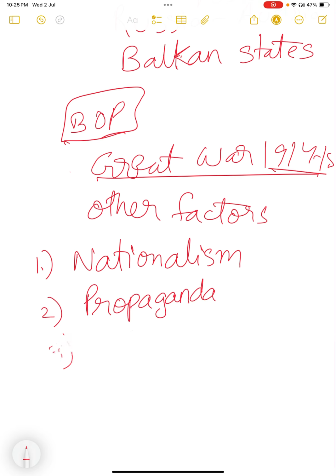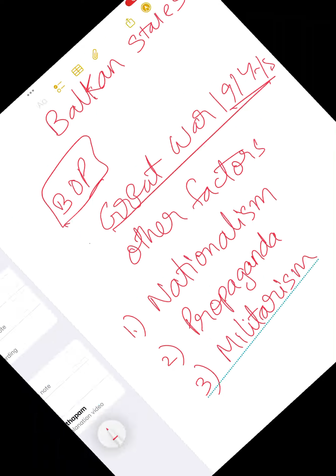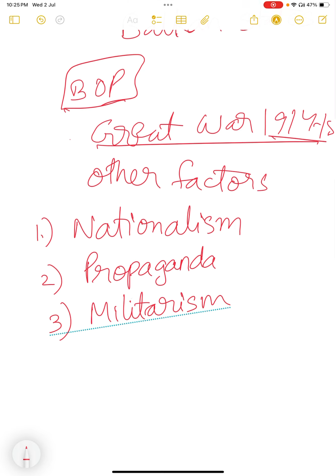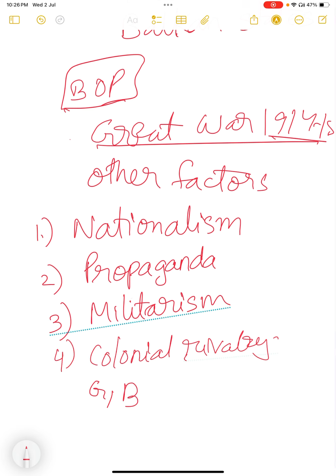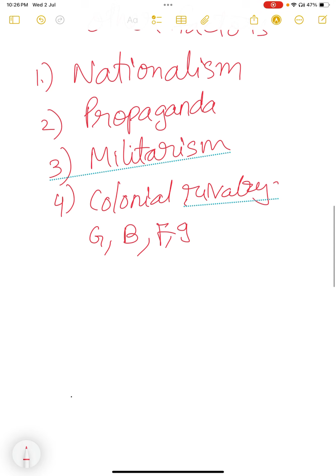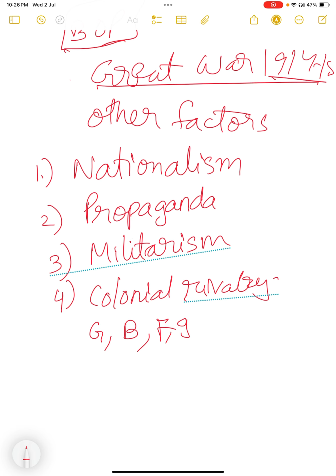and extreme militarism, which created an atmosphere of extreme rivalry and armed confrontation. Next, the other aspect is the colonial rivalry between the European powers, especially Germany, Britain, France, and Italy over colonies. These form the important aspects which need to be covered in this question. So this is the broad structure and framework of the question.